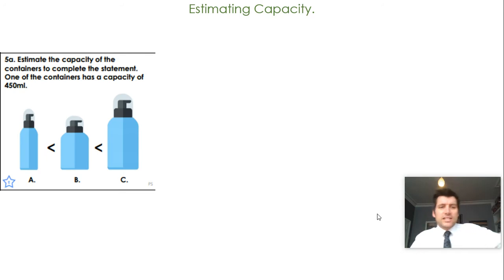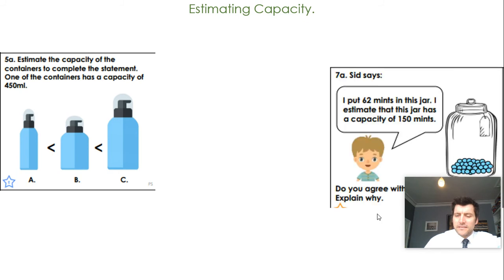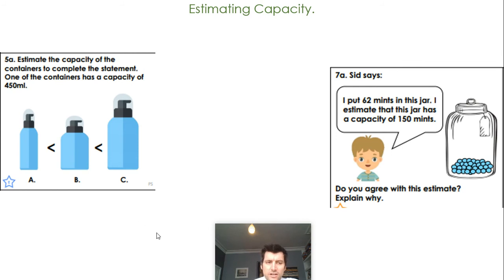Okay, guys. Thinking now, one of the containers has a capacity of 450 milliliters. So what's the capacity of the containers to complete the statement? What do you think they are if one's 450? See if you can work it through. And then have a look at what Sid said. Sid said over here, so pausing it if you're still on the first one.